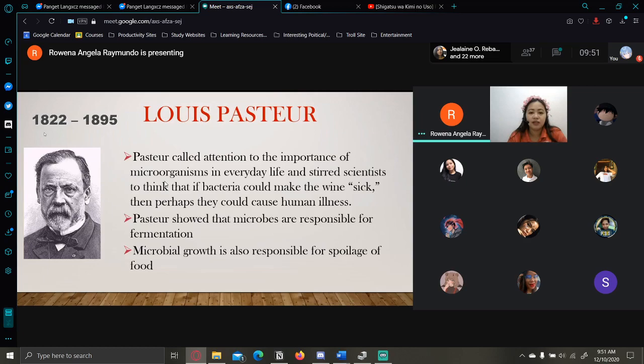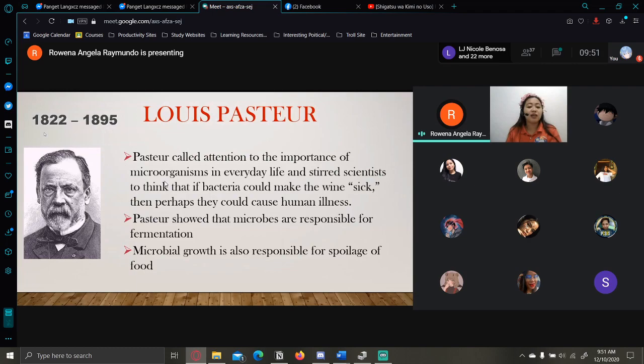Pasteur called the attention to the importance of microorganisms in everyday life and steered scientists to think that if bacteria could make the wine sick, then perhaps they could cause human illness. So because of this observation na kaya niyang gawing sour yung wine and other dairy products or kaya niyang maging sick or masira yung mga products na yan, possible na kaya niya ring gawin yon sa mga tao and mag-cause ng sakit.